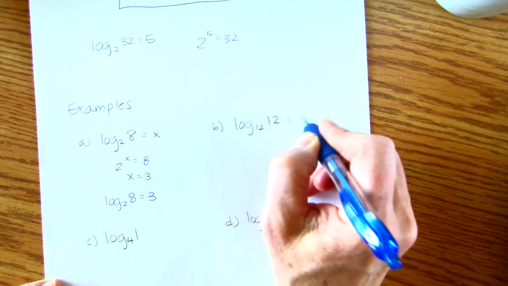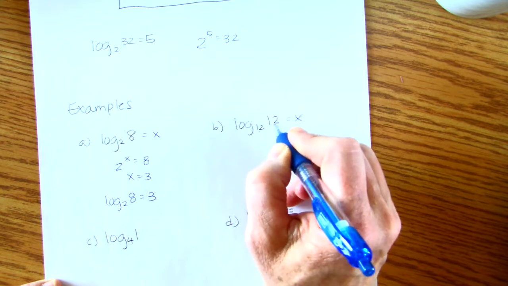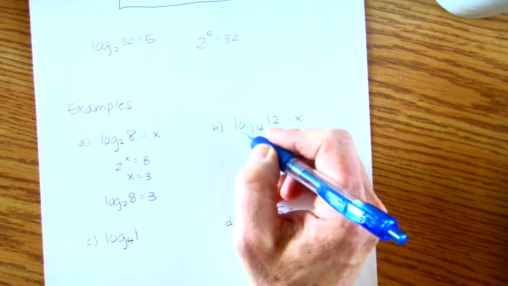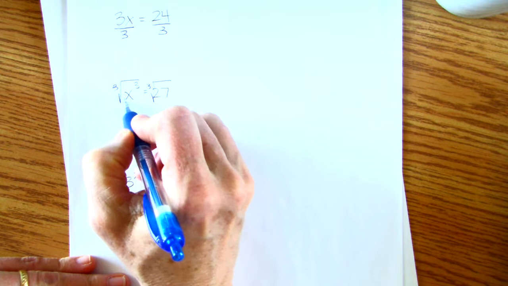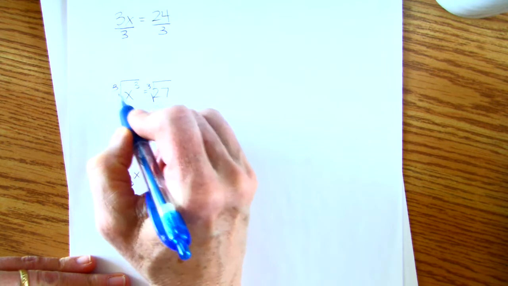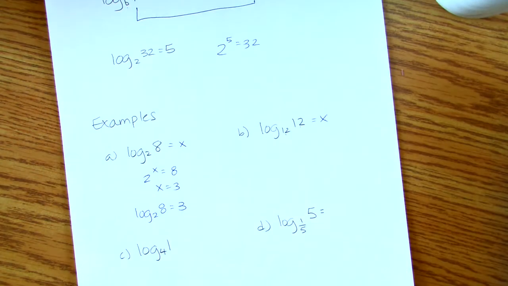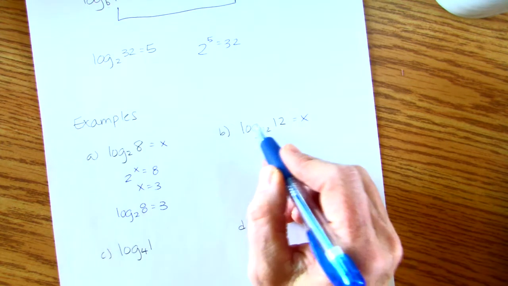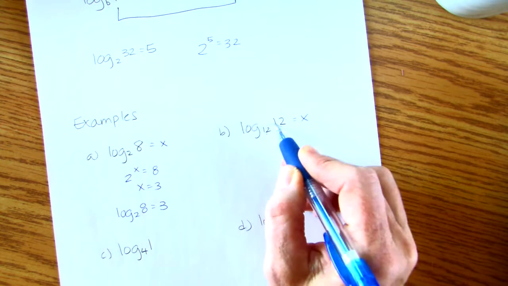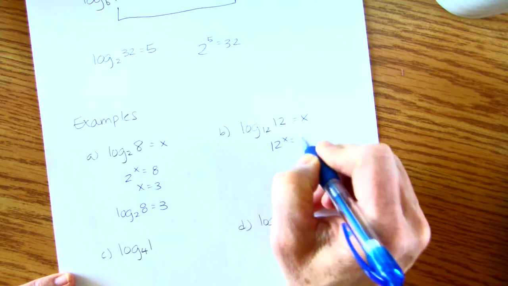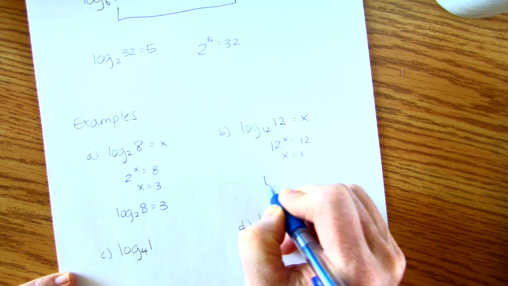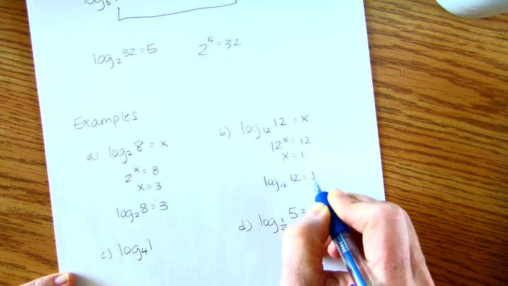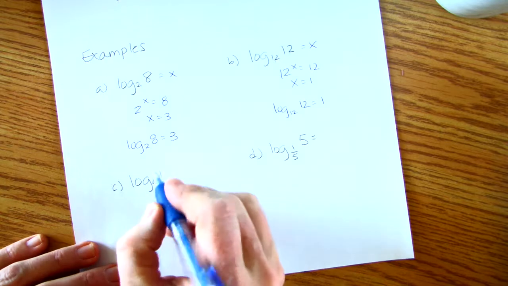Again here, 12 to the what equals 12? That's what the log question is asking us. Just like back with a cube root, if you read this, it's what times itself 3 times. Here, this is saying 12 to the what equals 12. So 12 to the x equals 12. You might not have to write that out. We know x is 1. So this evaluates to 1. 12 to the 1 equals 12.